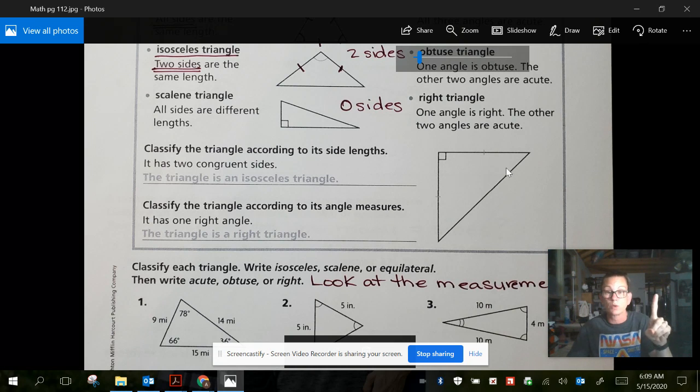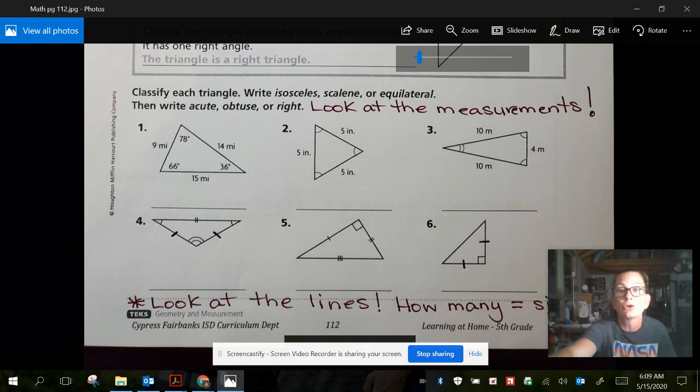So this triangle has two names. Okay, the first one is by sides. We have two equal sides, so it's an isosceles. The second name is by its angle. We have a right angle, so it's called a right triangle. So down here, you're going to be using both of those.